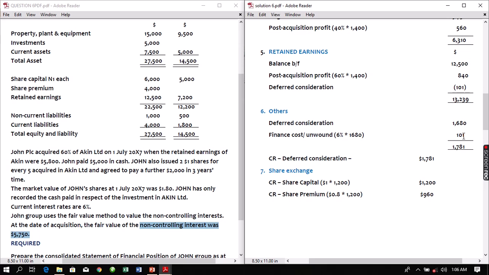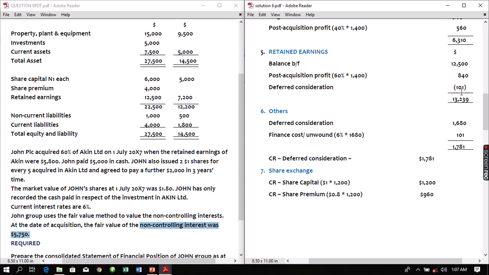So if you get your 101, what is the double entry? I already said it. You have to debit your retained earnings and credit your deferred consideration. That is why I come to this place and add it here, 101. At the end of the day, when I'm consolidating, I'm going to consolidate 1781 at the end of this year. But look at this place, the same amount comes here as a deduction because it is a finance cost, which will be a charge against profit.